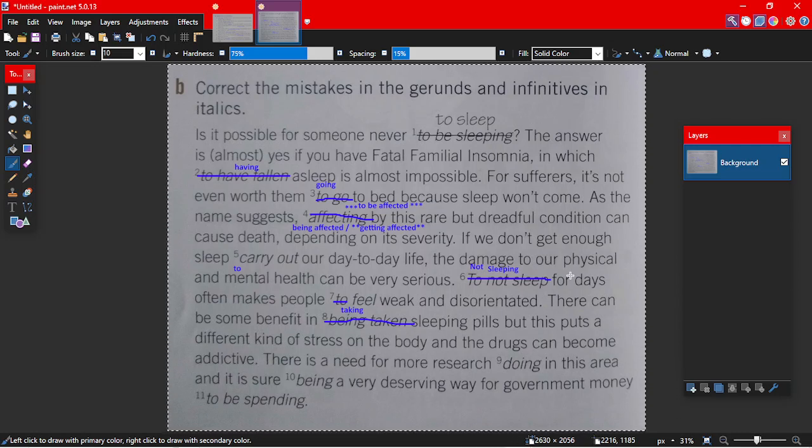There's a lot of benefit in having a healthy lifestyle. There's a lot of benefit in working out, right? Like doing exercise. There's not much benefit in eating junk food. Okay, that's the structure, yeah. Okay, there can be some benefits in taking sleeping pills, but this puts a different kind of stress on the body and the drugs can become addictive. There is a need for more research.